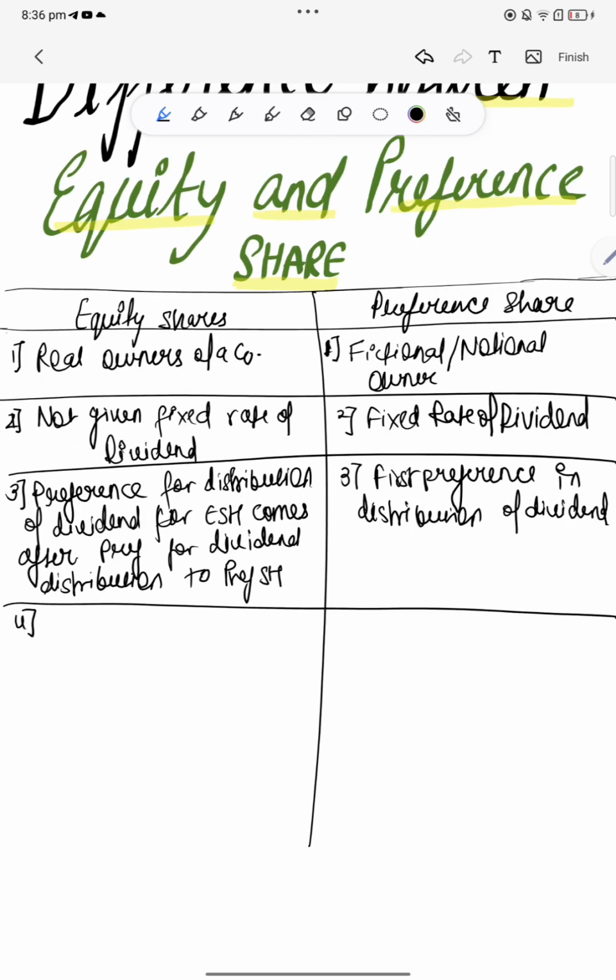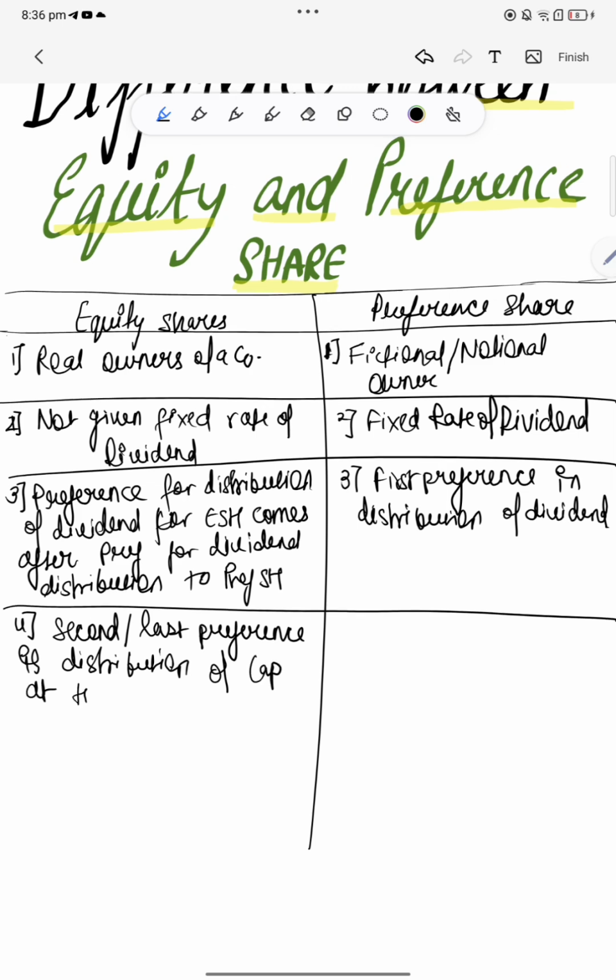Then equity shareholders are given second or last preference in distribution of capital at the time of repayment of capital. Preference shareholders are given first preference during repayment of capital.